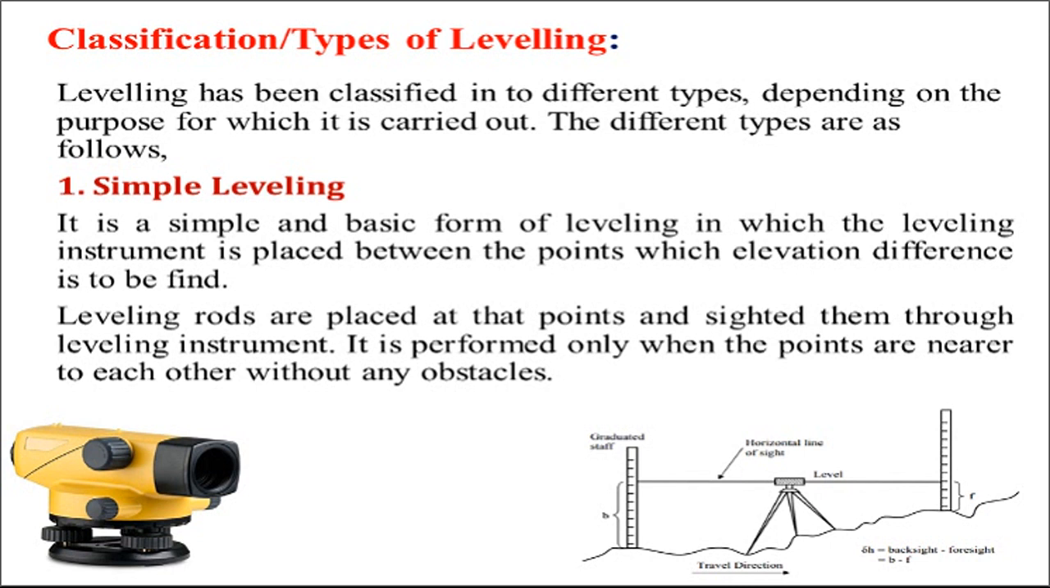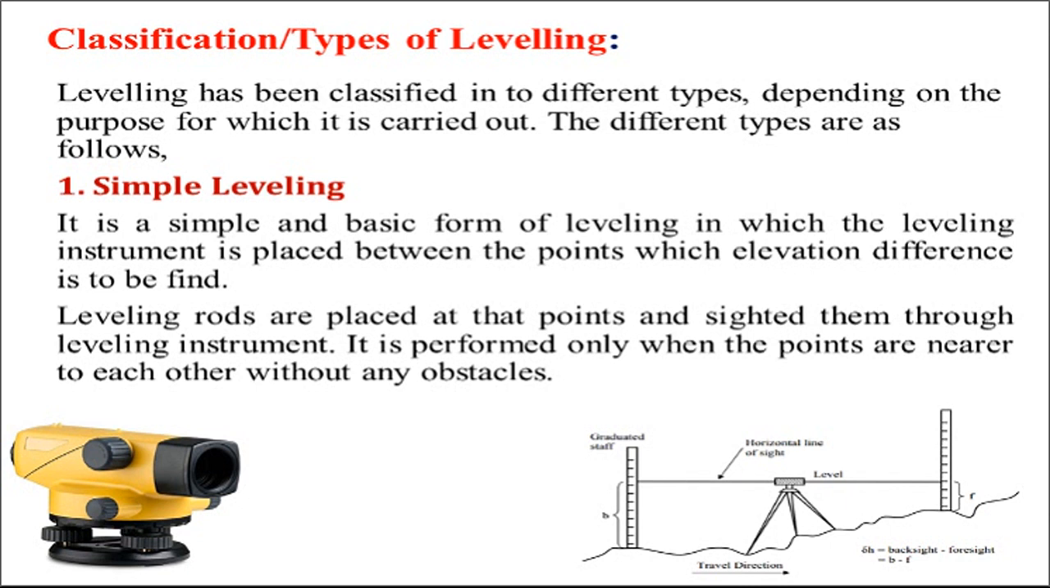First one is the simple leveling. It is a simple and basic form of leveling in which the leveling instrument is placed between the points whose elevation difference is required. Leveling staffs are placed at those points and sighted through the leveling instrument. It is performed only when the points are near to each other, without any obstacle or obstruction between them.